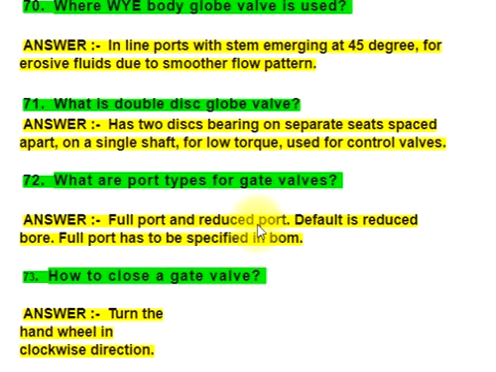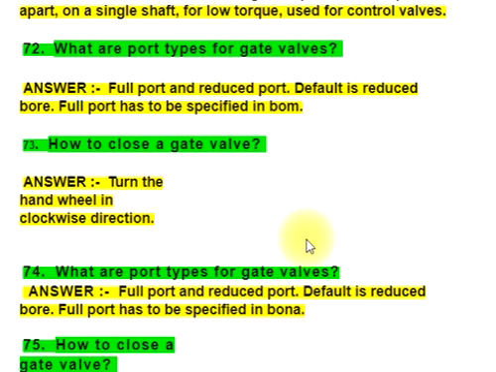72. What are port types for gate valves? Answer: full port and reduced port. Default is reduced bore. Full port has to be specified in BOM. 73. How to close a gate valve? Answer: turn the handwheel in clockwise direction.